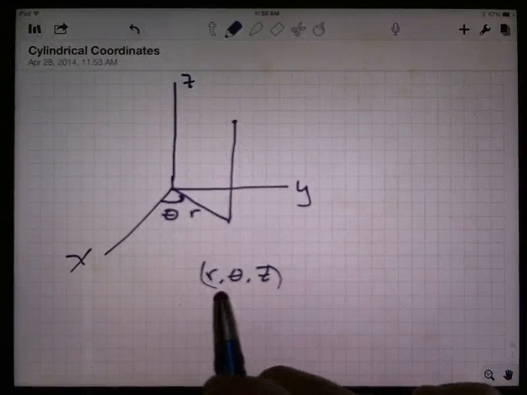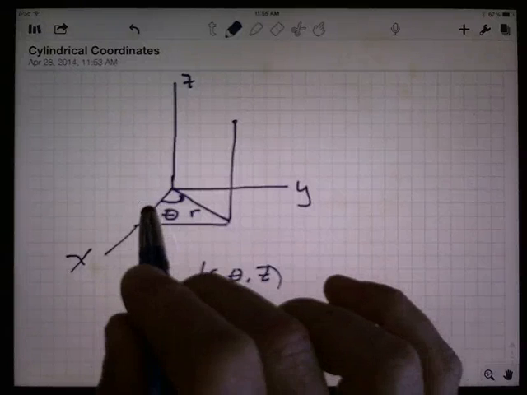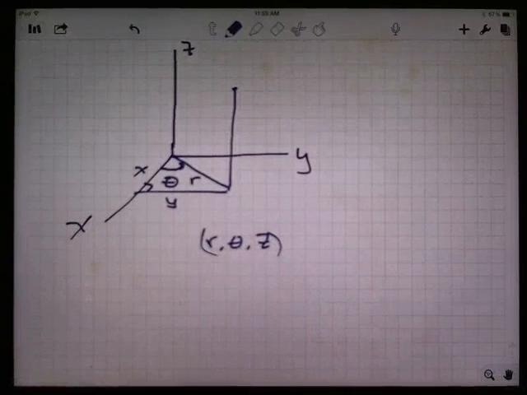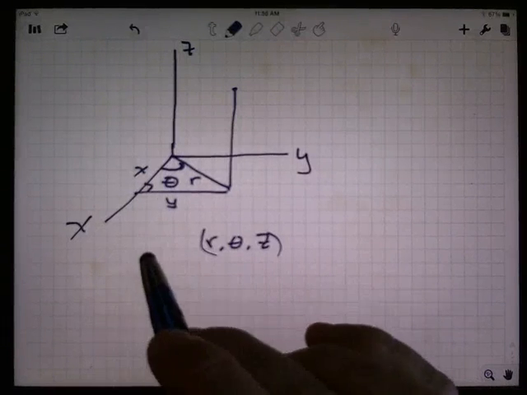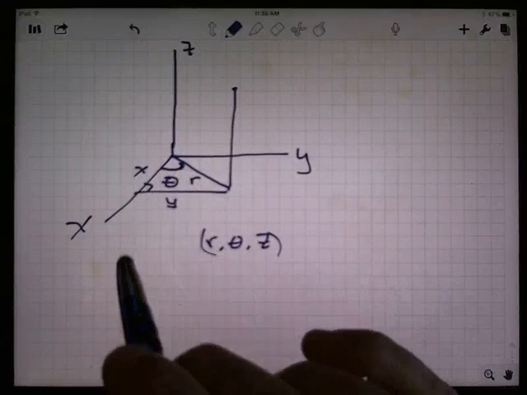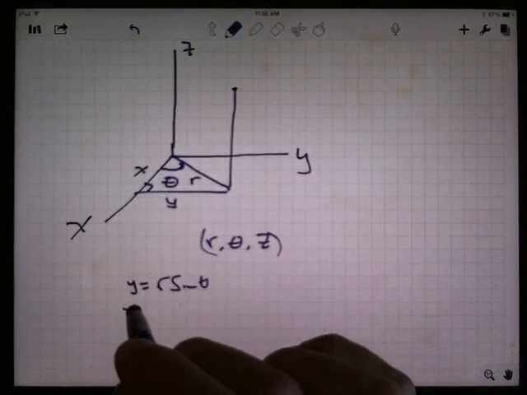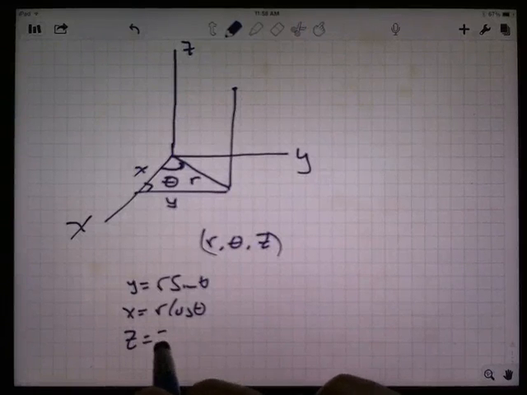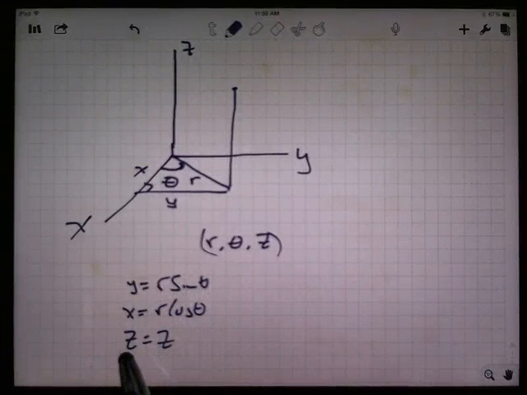This is essentially polar coordinates in the xy plane, and tack a z coordinate on. So we can say that, for instance, this is the x coordinate, this is the y coordinate, this right angle. Then we can see the relationship between your old-fashioned rectangular coordinate system and now this thing called cylindrical coordinates. What do we have here? y divided by r is the sine of theta, so y is equal to r sine theta. Likewise, x divided by r is the cosine of theta, so x is equal to r cosine theta. And believe it or not, this may be tricky for you, but z is equal to z.